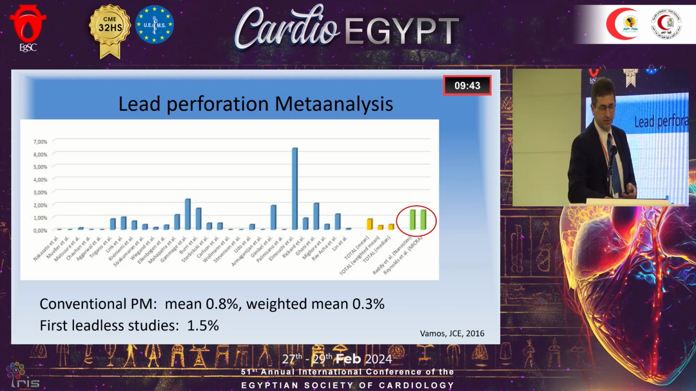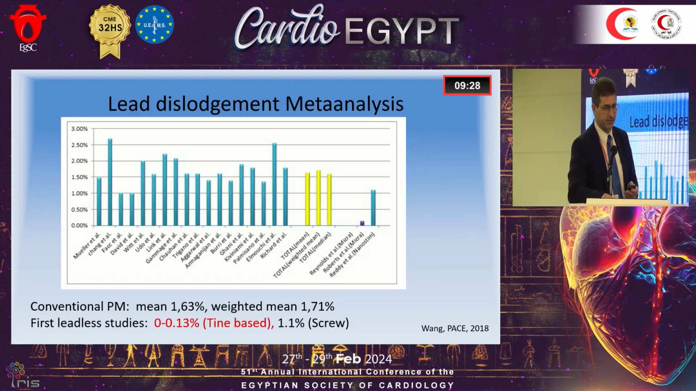If we are looking at the data on leadless pacemakers, in the early data, it was something a little bit higher than 1%. With later data, the lead perforation complication went down tremendously. If you're looking at the lead dislodgement, again, in other meta-analysis, we can see that with conventional pacemaker on the left side, it's something between 1 and 2%. And if you are looking at leadless pacemaker, we see two different points, two different areas.